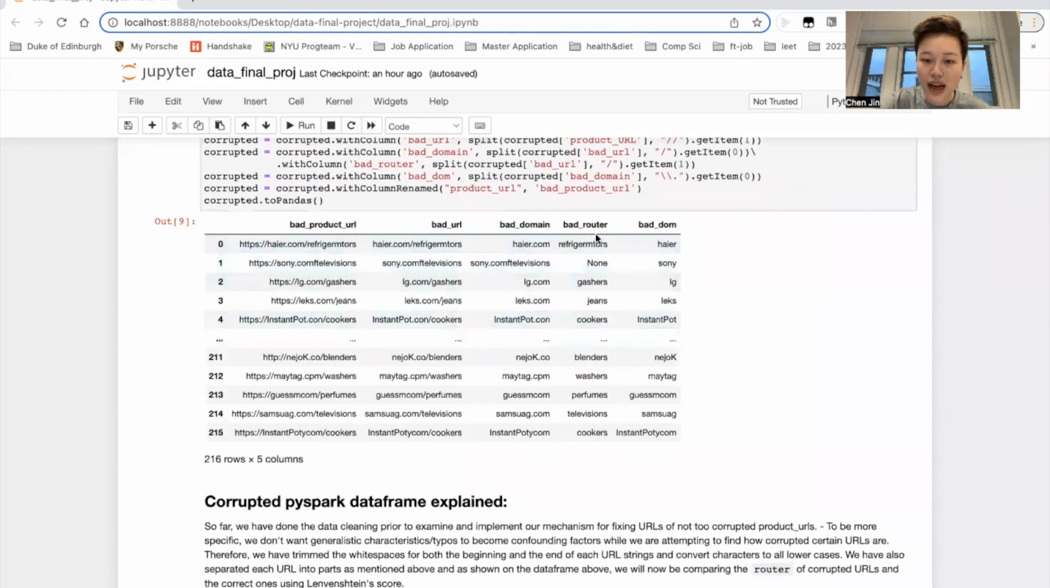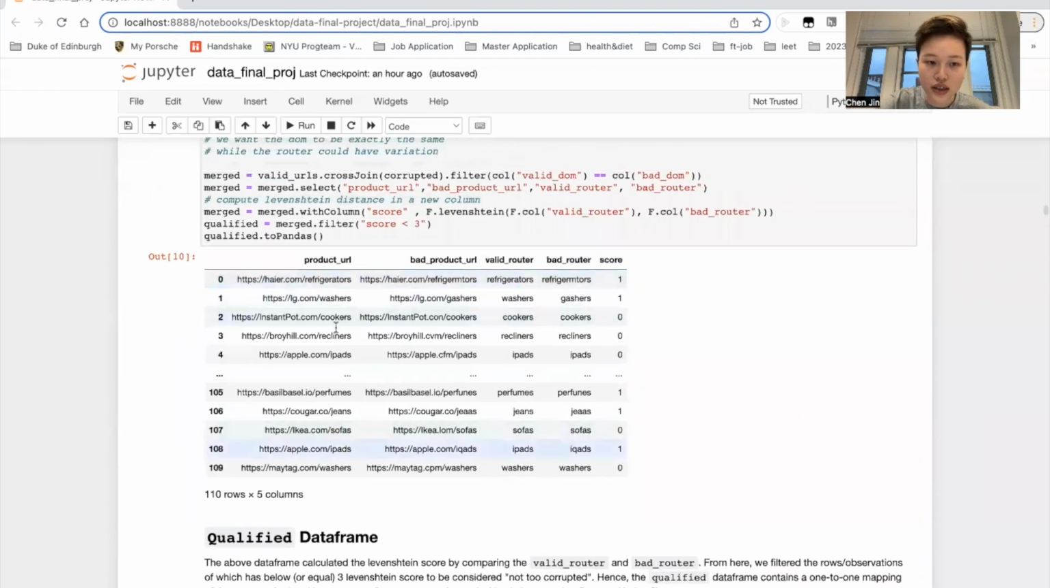So this is the way that we did it. As you can see here, the scores are connected here. So these are the qualified ones. Say refrigerator, it's just a misspelled character. The score is 1, so we could fix it. Washer and gasher, we could fix it as well.